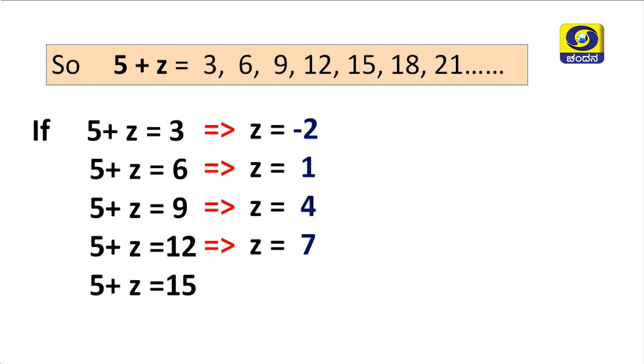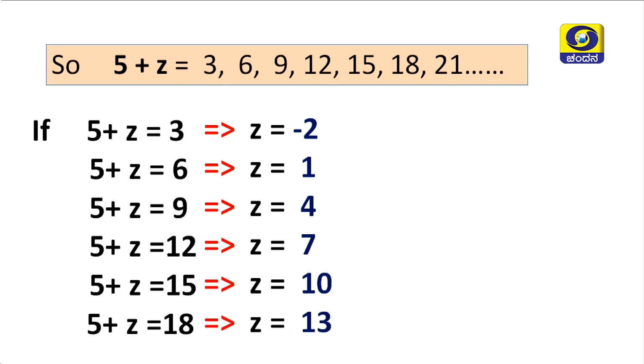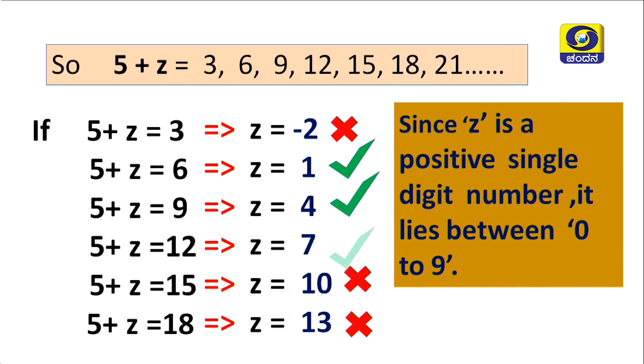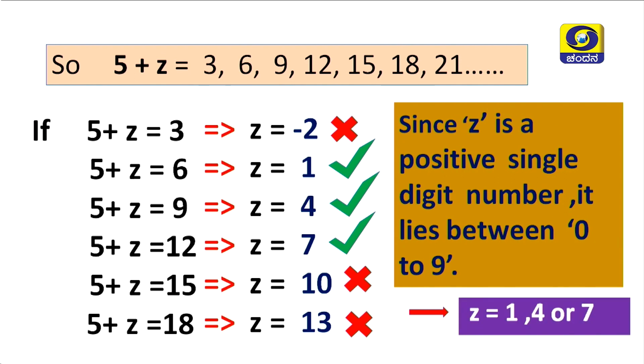5 plus z is equal to 15 implies z is equal to 10. And 5 plus z is equal to 18 implies z is equal to 13. Same way it continues. Since z is a positive single digit number, it lies between 0 to 9. Z can't take the value minus 2 because it is negative, and it can't take 10 and 13 because they are 2 digit numbers. The remaining are 1, 4, 7. Therefore, here z is equal to 1, 4 or 7.